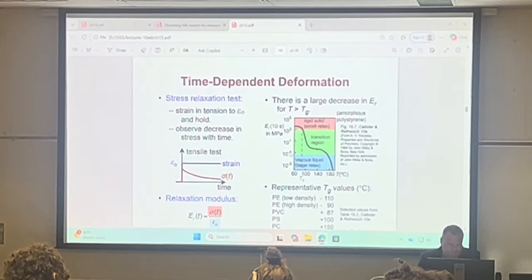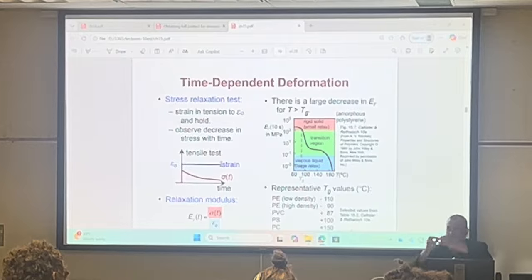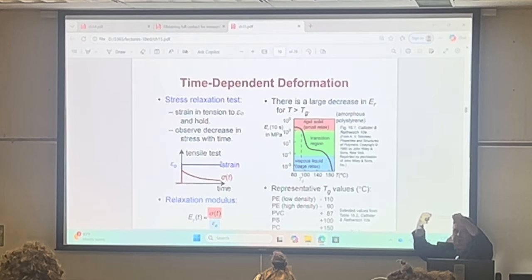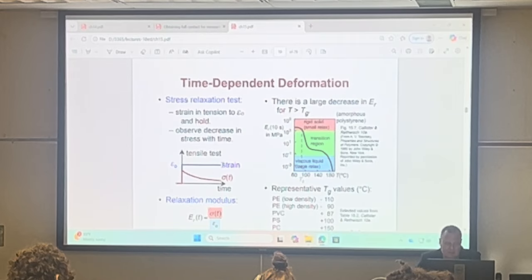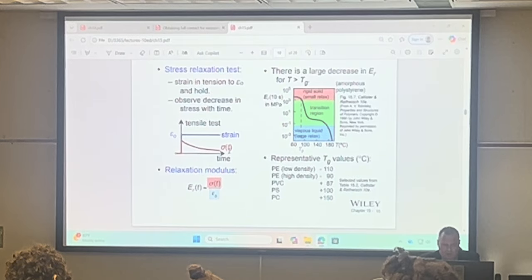Time-dependent deformation. Here's a tensile test where we apply load and we hold it under load, and we do what's called a stress relaxation test. So we hold the strain constant, and the stress just continues to drop down as a function of time. So we get a plot of sigma over t.